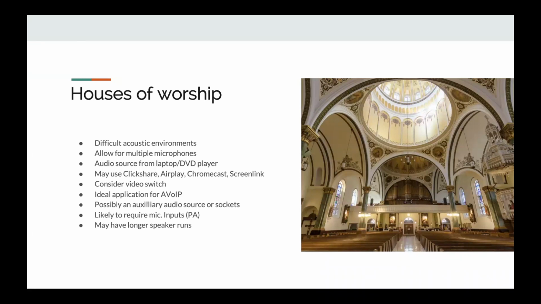You're definitely going to want to allow for auxiliary audio sources and sockets, because quite often they will run concerts and music venues, and they're definitely likely to require microphone inputs as well. Also consider wireless microphone applications. Again, it's very common for priests and leaders to use body pack microphones, either lapel or cheek or air mounted. And without doubt, houses of worship have longer speaker runs. So you're almost always going to be using a high voltage system.